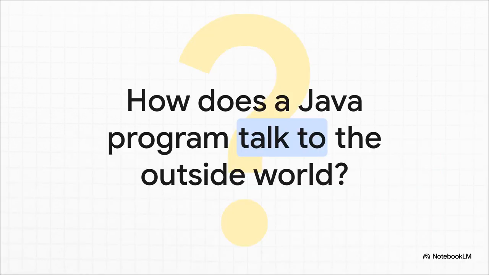So let's ask the big question. How does a running Java program communicate? I mean, on its own, a program is kind of like a brain in a jar. It can think, but it can't really interact with the world. To do anything useful, it needs a way to talk. We're going to look at the two big pathways it uses: networking to chat with other programs, and JDBC to have a conversation with databases.